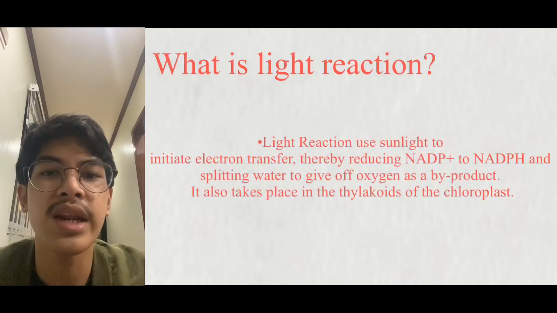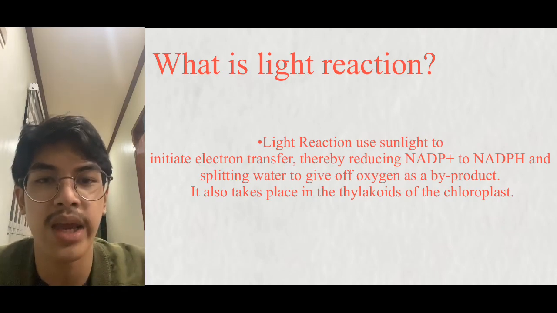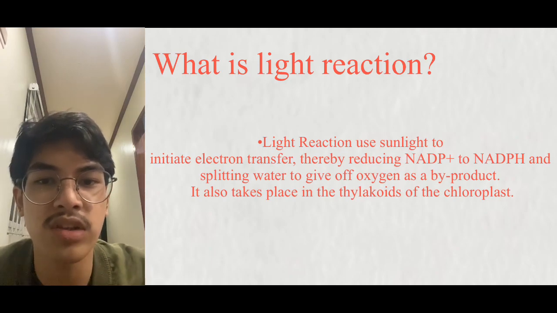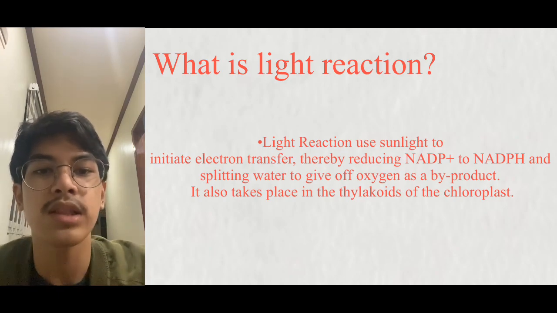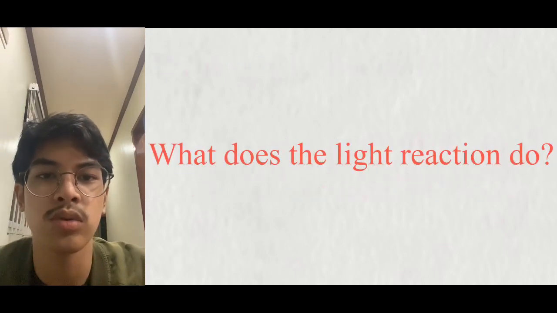So, what is light reaction? Light reaction uses sunlight to initiate electron transfer, thereby reducing NADP+ to NADPH and splitting water to give off oxygen as a byproduct. It also takes place in the thylakoids of the chloroplast. Now, what does the light reaction do?